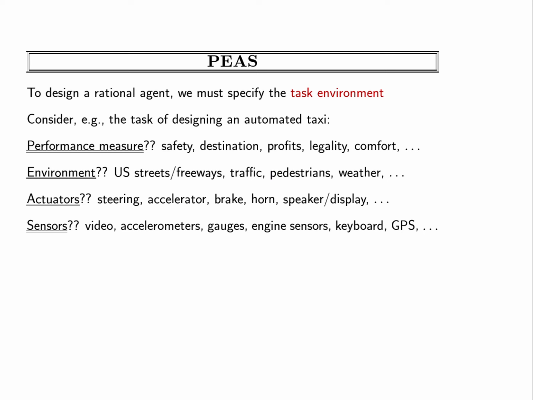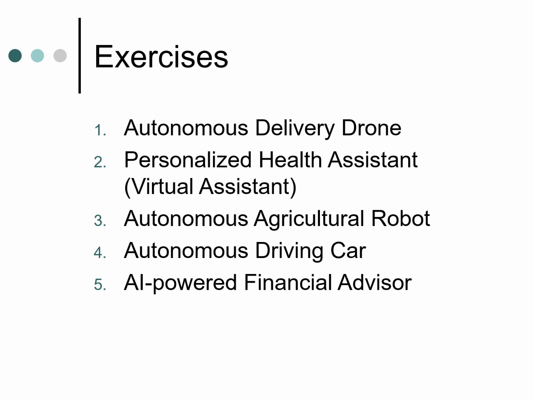Here the sensors are video, accelerometer, engine sensor, keyboard and GPS. For example, if you are moving along with GPS, the GPS sensor will help us find the direction of the destination. If the GPS shows you to turn left, the actuator will help you turn left with the help of steering, accelerator, brake, horn, speaker and display. Depending on the sensor, the actuator will perform some actions.